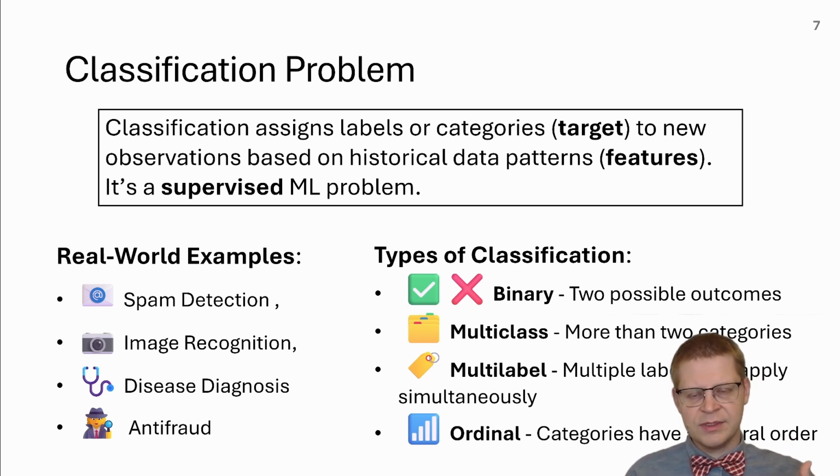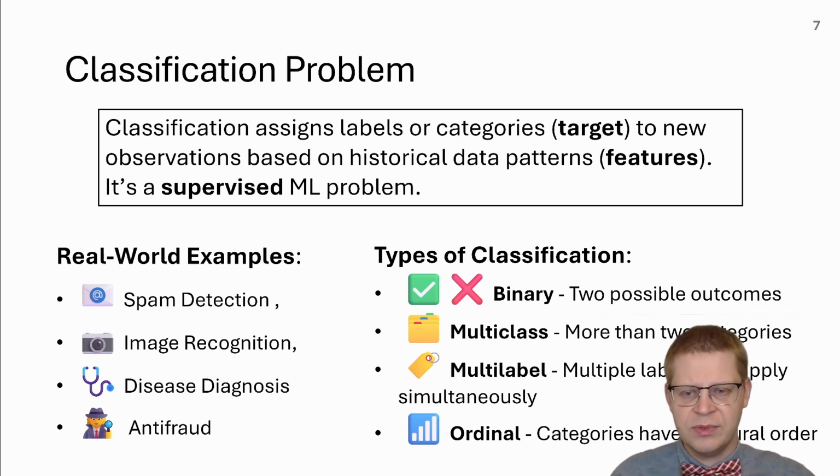So we have binary, as I mentioned, it's like only two outputs. Multiclass, we have more than two categories, something like a cat, a dog, a fish. Multilabel. Labels can apply simultaneously, just like in Instagram tags or something like this. And ordinal, categories here have a natural order. So it's 1, 2, 3, and 1, 2, 3 is meaningful.